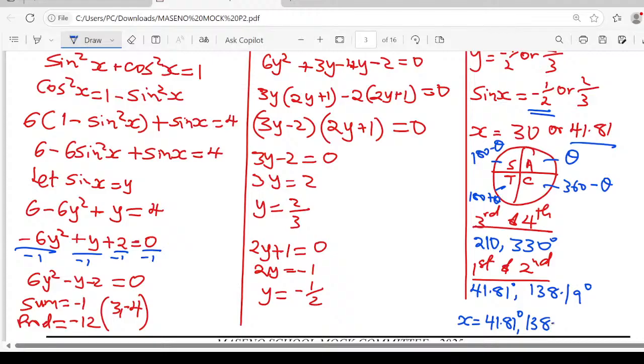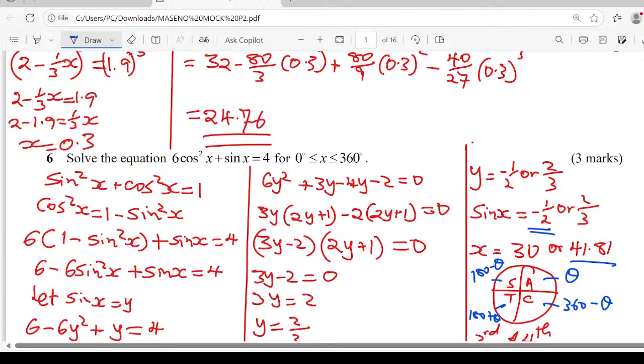That will be 210.19 degrees. Then after that, we'll also have, what have I written? 138.19 degrees. Then I'll also have 210 degrees, and finally I'll have 330 degrees. Remember, they must stick to this range between 0 to 360. They should not exceed 360 degrees. So those are the values for x.